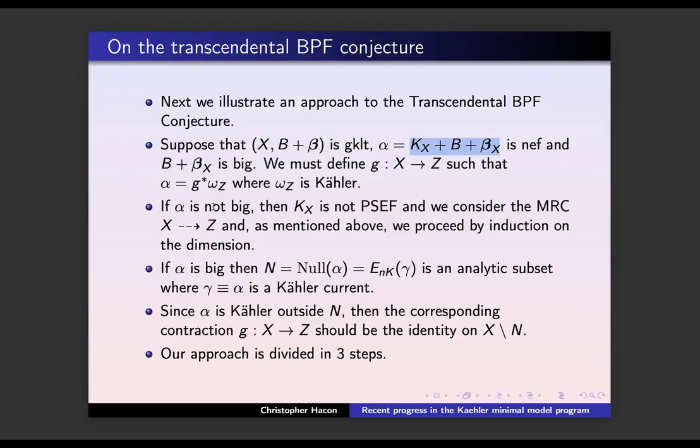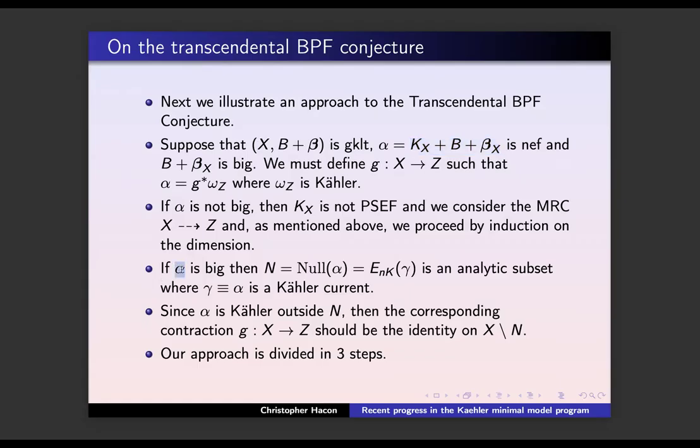Again, if alpha is not big, there's a clear strategy. Then we know that Kx will not be pseudo-effective. There's a maximally rationally connected fibration, and I should be able to reduce questions about the class alpha to some other class on Z, which is also an adjoint class for some generalized KLT pair with similar conditions. So this should be a proof by induction on the dimension. There are some technical details, but it seems to be a very good approach.